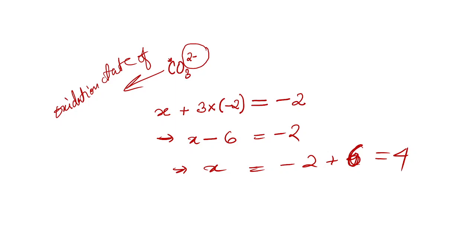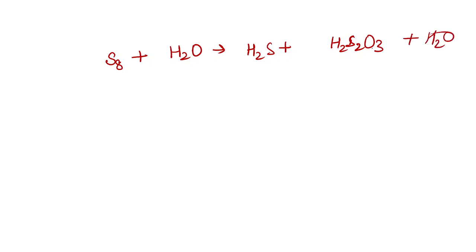So in a disproportionation reaction, what happens? The same element which is present on the reactant side in one oxidation state, on the product side will have two different oxidation states. See, I'll give you the example of sulfur S8 plus H2O, and this has formed H2S plus H2S2O3 plus H2O. This is your reactant, this is the product formed.